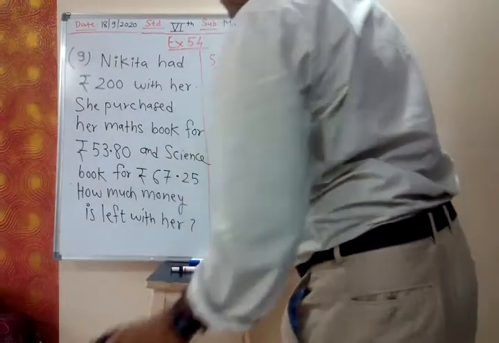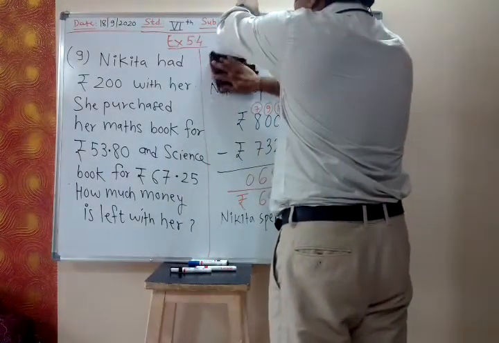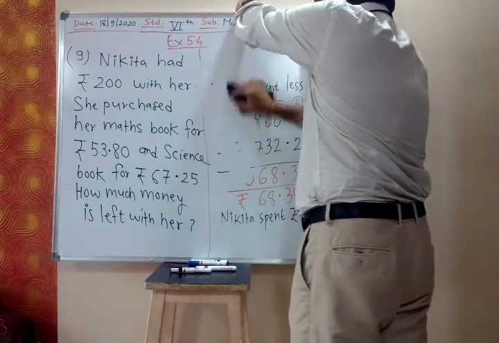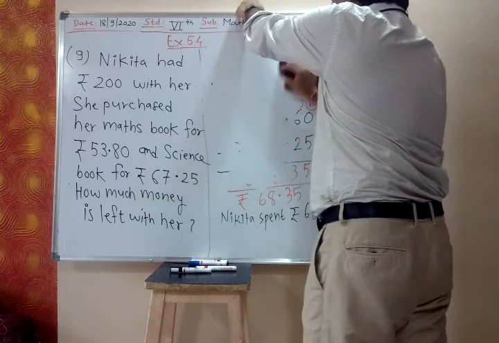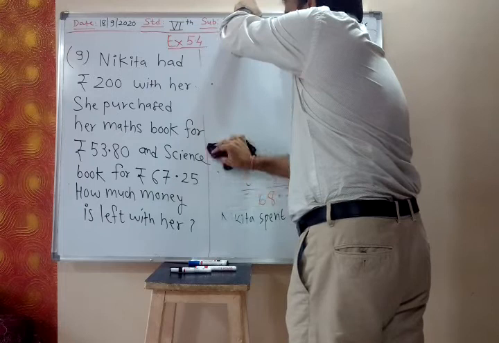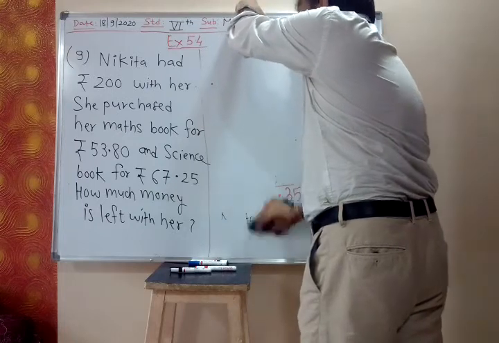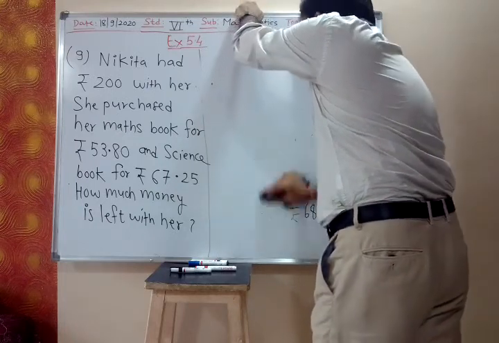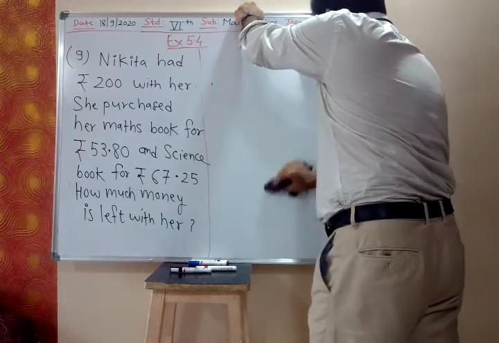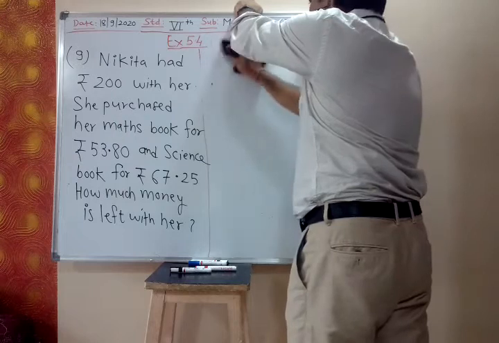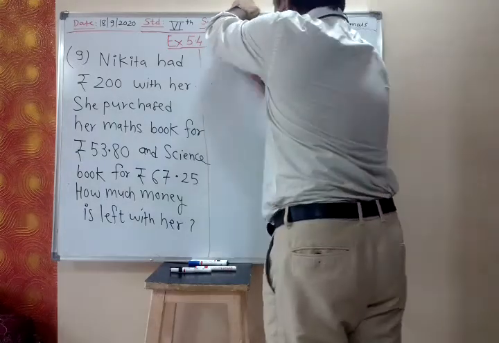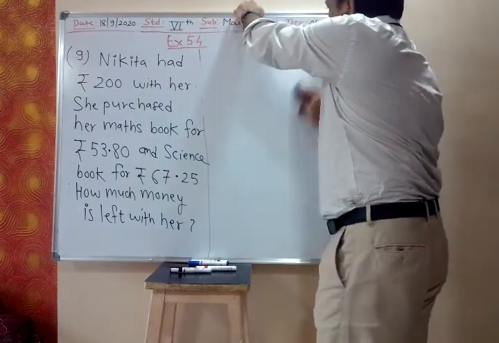Nikita had 200 rupees with her. From 200 rupees, she spent 53.80 rupees for the maths book, and again she spent 67.25 rupees for her science book. So after spending for the maths book and science book, how much money is left? That we have to find.